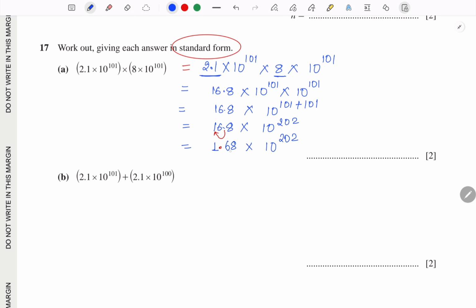But since I have moved the decimal one place towards the left, I will have to put 10 raised to the power 1 here. And when you calculate this part, you will get 1.68 into 10 raised to the power 203, because the bases are the same, so the powers will be added to each other. Okay, so this is our answer for this question.